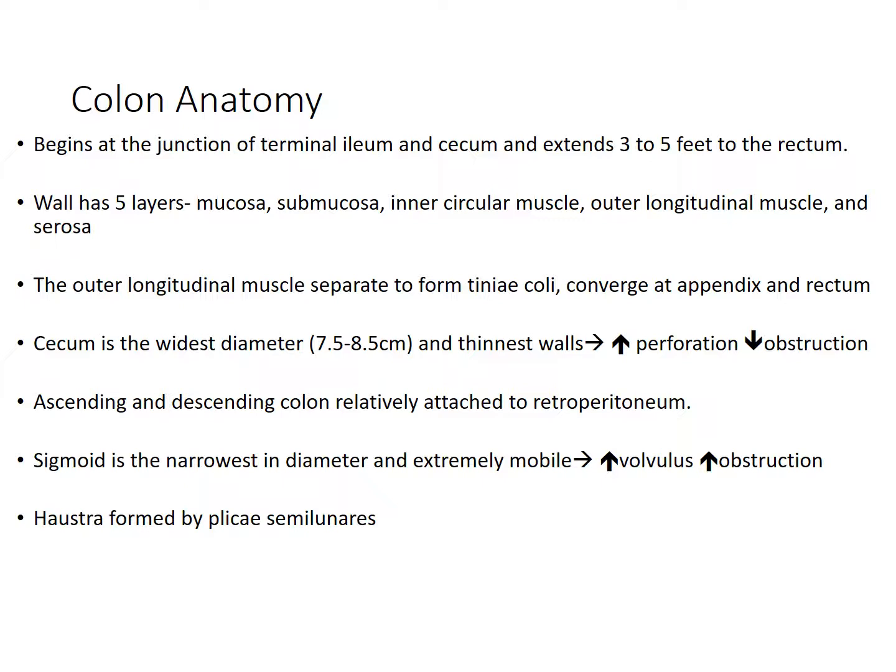The ascending and descending colon are relatively attached to the retroperitoneum, and that's via the white line of Toldt. Sigmoid is the narrowest in diameter. It's extremely mobile since it does not have retroperitoneal attachments. So since it's mobile, its risk of volvulus is the highest, and its risk of obstruction is also the highest since it's the narrowest region. And then your haustra are formed by the plica semilunaris.